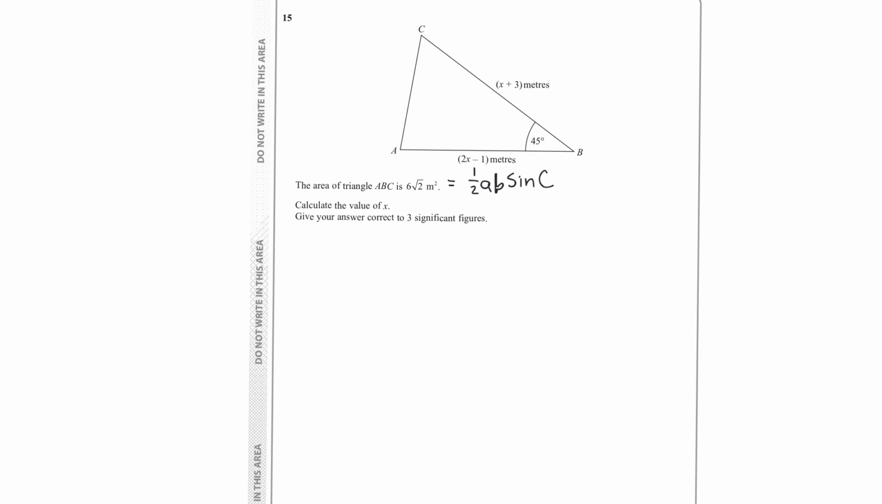So if we know that this is the formula, remember a and b represent the two lengths, and C is the angle. So I'm going to substitute everything in. Half times a, which is 2x minus 1, b, which is x plus 3, and then sine 45 is equal to 6 root 2. Sine 45 is from memorizing, because remember you have to learn your sine 30, sine 90, sine 45 and sine 0. So sine 45 is equivalent to root 2 over 2. So I'm going to substitute that in.